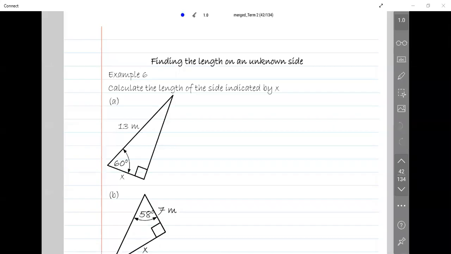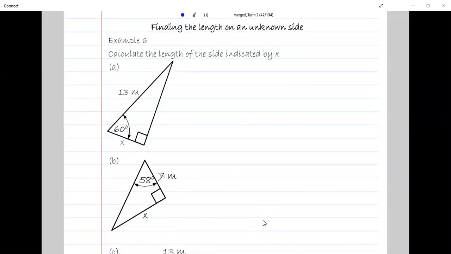All right, so in this section, I'm going to show you how to use trig ratios to find the length of an unknown side of a right angle triangle. Remember, the trig ratios are used to solve a right angle triangle. Now, here's how I would start.